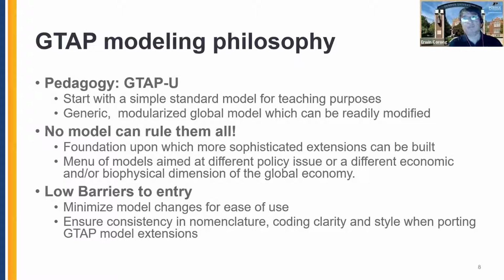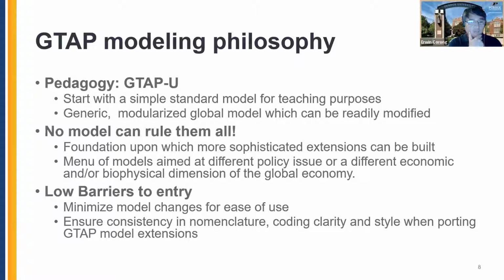So as stated in the GTAP V7 model paper, the idea behind the standard model and having different files for model extensions is that no model can rule them all. So there's always this standard model, and from this standard model, you can build your sophisticated extensions or other things that you want to tackle. So for example, a particular policy issue or a biophysical dimension or a particular economic issue.